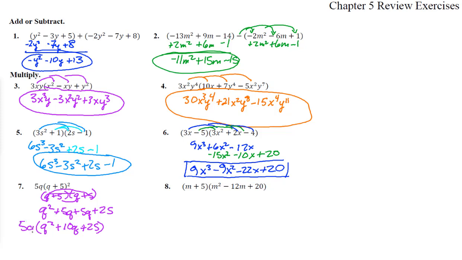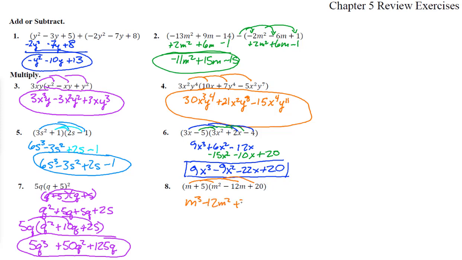And now we have a 5q out on the outside that needs to jump in. So we're going to get a 5q cubed plus 50q squared plus 125q. All righty. And number 8. Oh, binomial times a trinomial again. So here we have the m goes in here, and we have an m to the third power minus 12m squared plus 20m. Now we jump that minus 5 through.